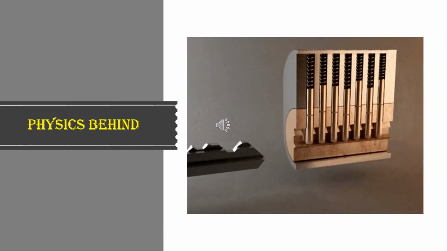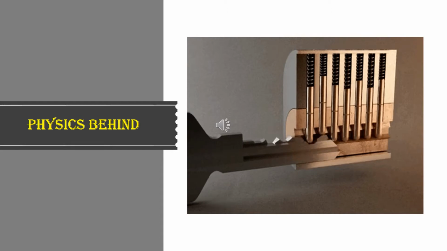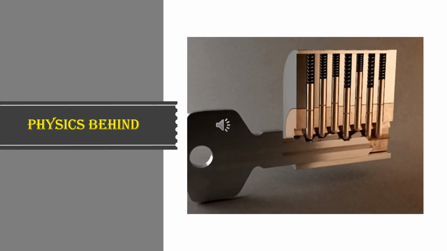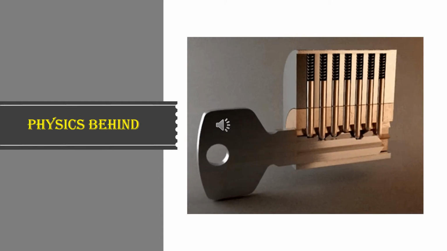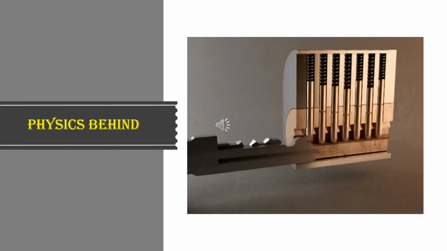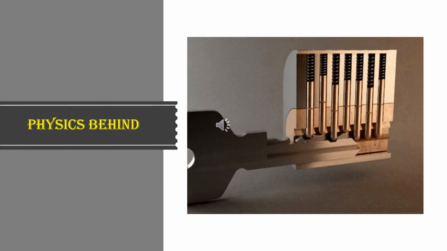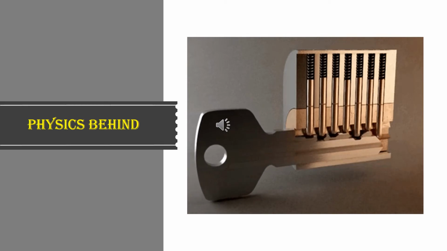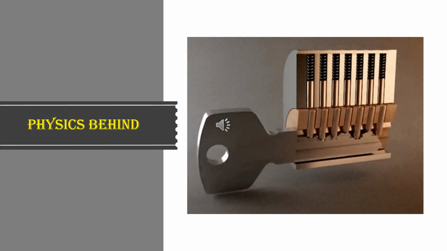The physics behind the lock is that when a proper key is inserted in the keyhole, the pins rise and fall, causing them to align exactly at the shear point. This allows the plug to rotate, permitting the lock to open. When the key is not in the lock, the pins sit across the shear point, preventing the plug from rotating and unlocking.